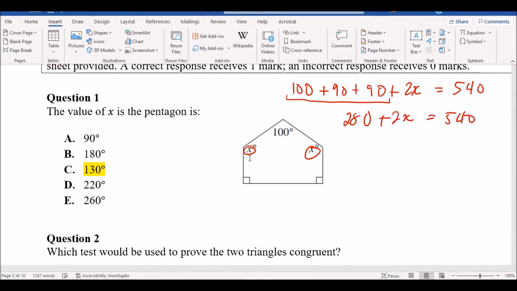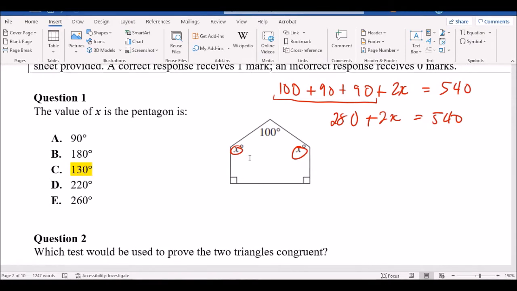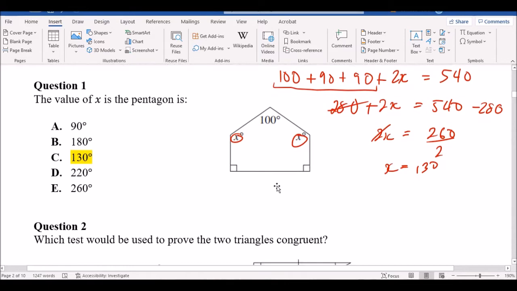What's next here, guys? What should we do? Anyone remember? Take away 280. Okay, and that should give us 2x equals 260. And then the last thing is divide that by 2. So you get x equals 130. So x is 130.